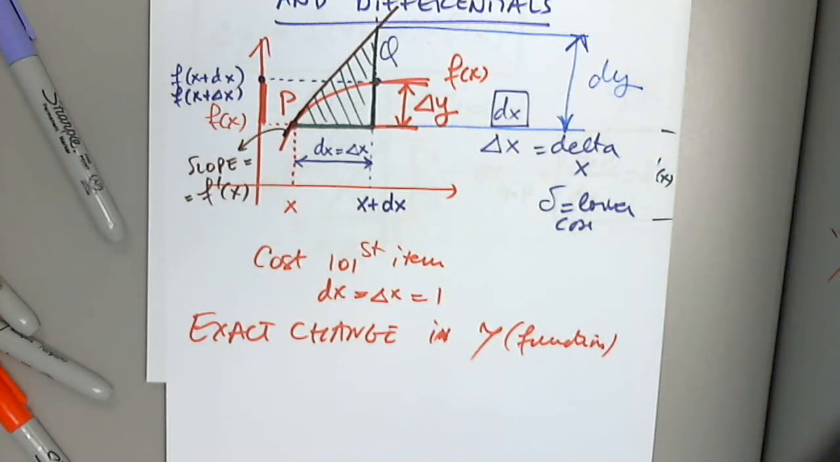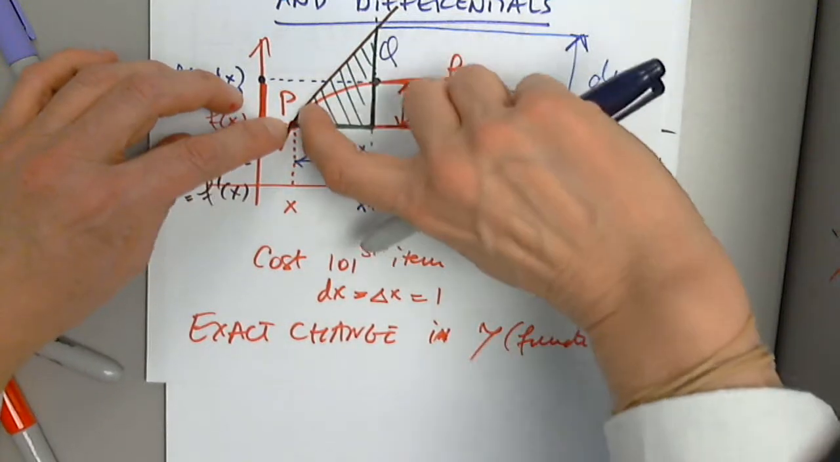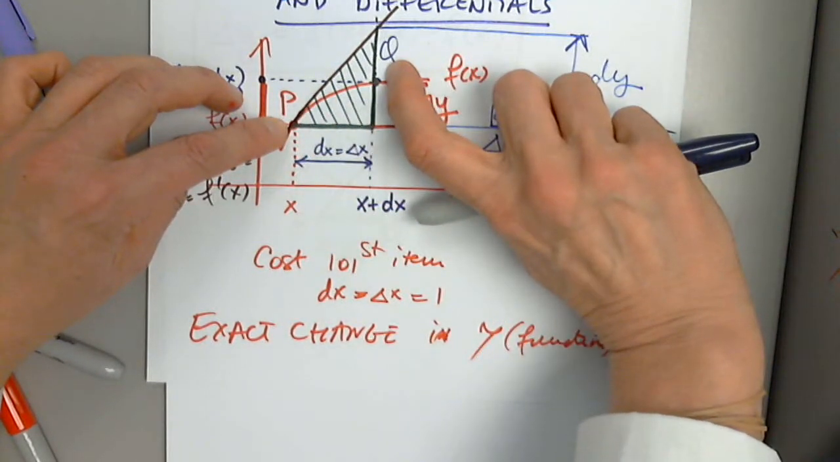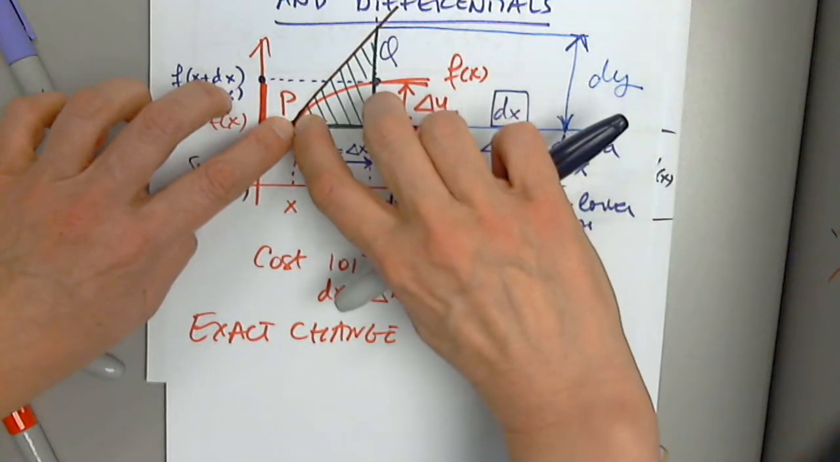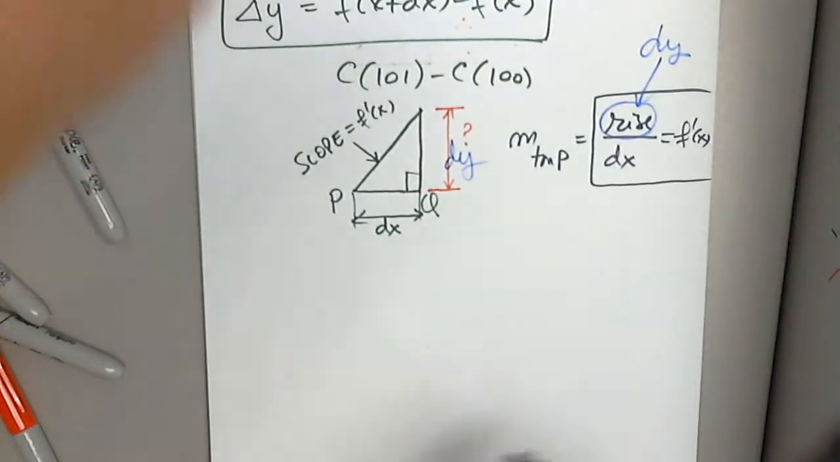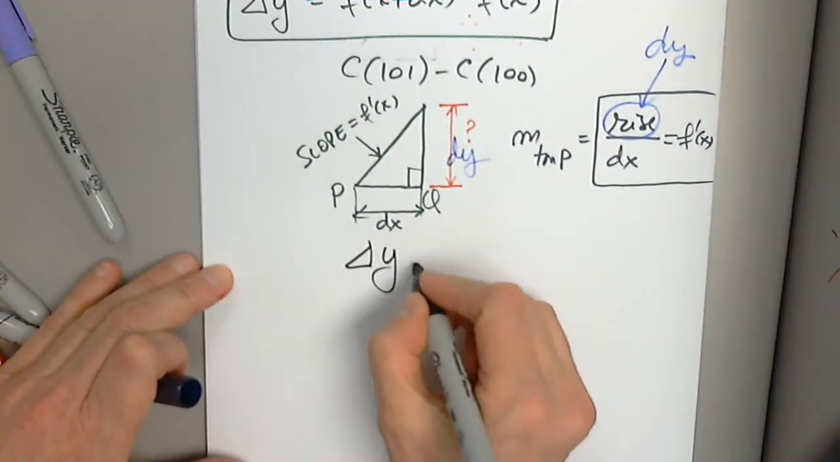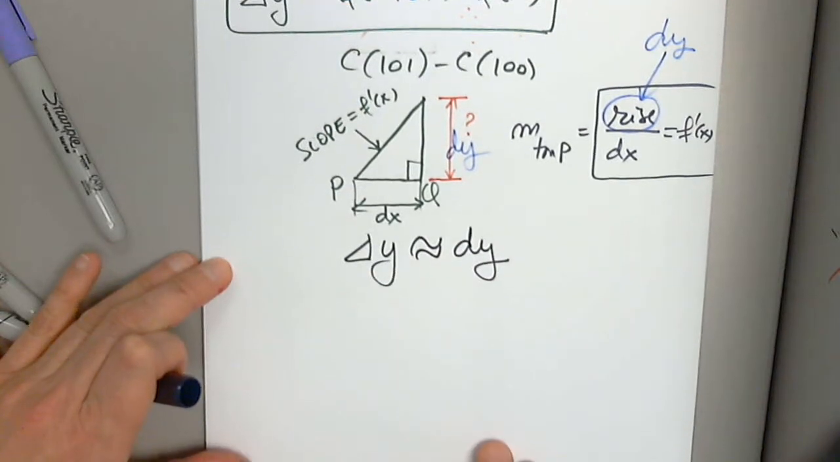This one is so much bigger than that one. No, it's not. How come? Well, Q is here. It's not. It's here. So therefore, delta y and dy are extremely close to each other, because this point is here, not here. I have to zoom in to explain what I'm doing. But P and Q are extremely close. So then, delta y is approximately the same as dy.